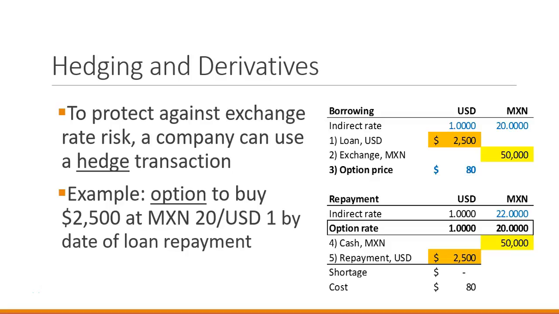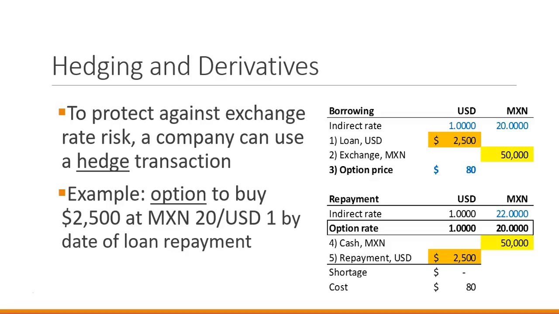Now, a company might want to prevent this loss or acquire protection against the risk of this loss, and that's possible with the hedge or a protective transaction in the derivatives markets. So as an example, let's look at one type of hedge derivative. The company wants to protect itself against this kind of loss.